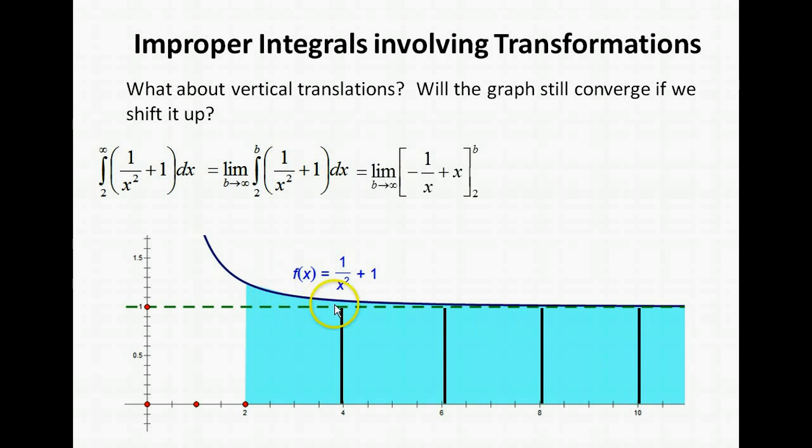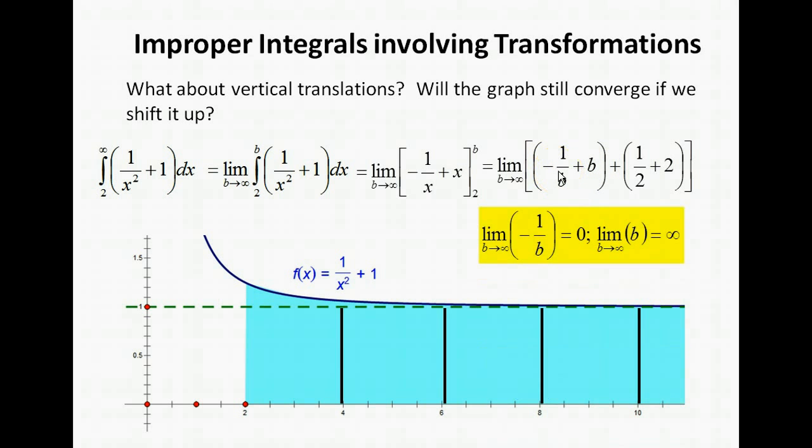We do have an additional area above the line y equals 1, and that little bit of area is going to shrink and get smaller and smaller, but we still have these large areas that are going to be added together. And we can see that when we take this integral. We still have b here. As b goes to infinity, this number is going to go to infinity. It doesn't really matter what everything else is doing because this is causing it to diverge. The negative 1 over b is going to 0. And the 1/2 and 2 just stay that way. So in this case, because we shifted the graph up, we caused it to become a divergent area going to infinity.